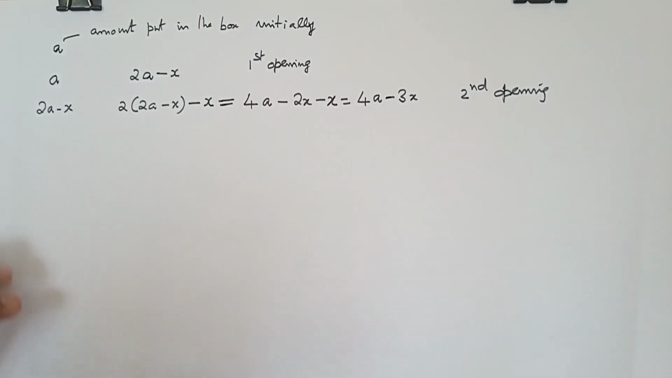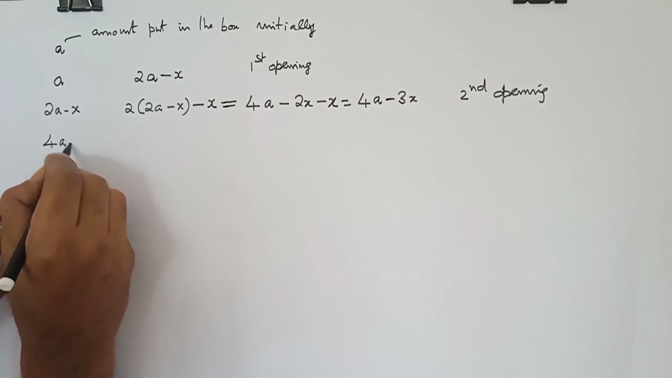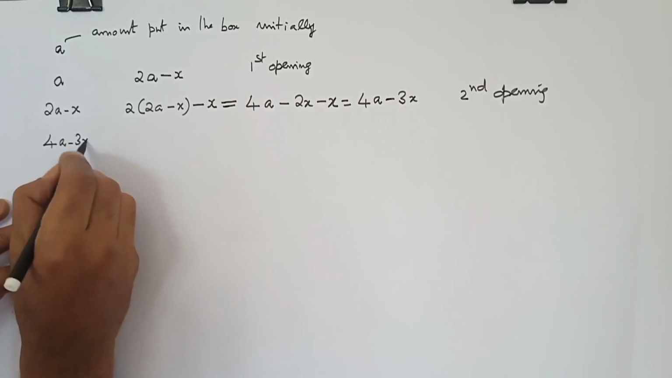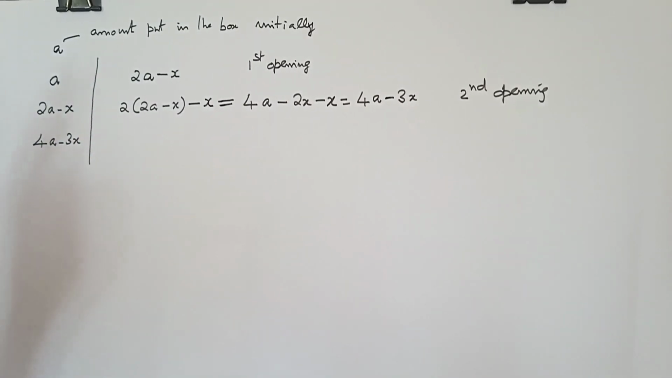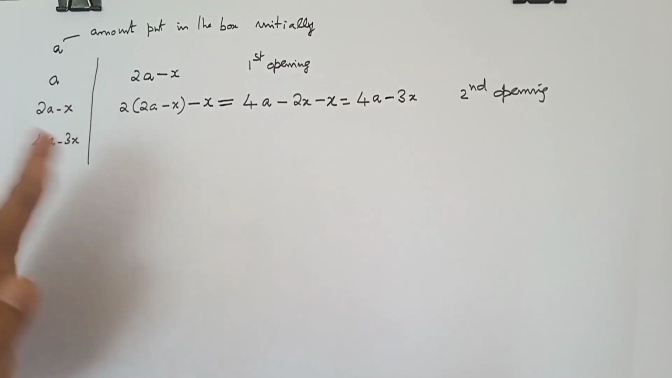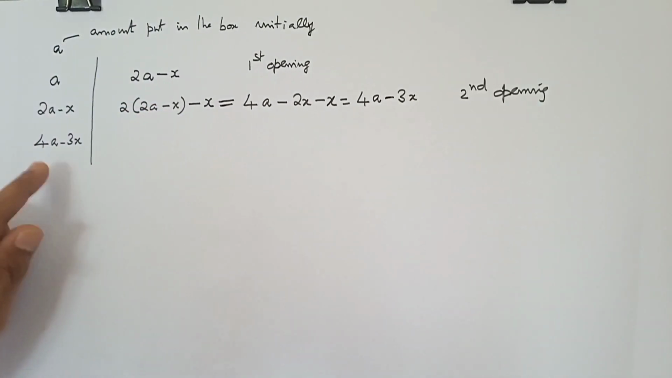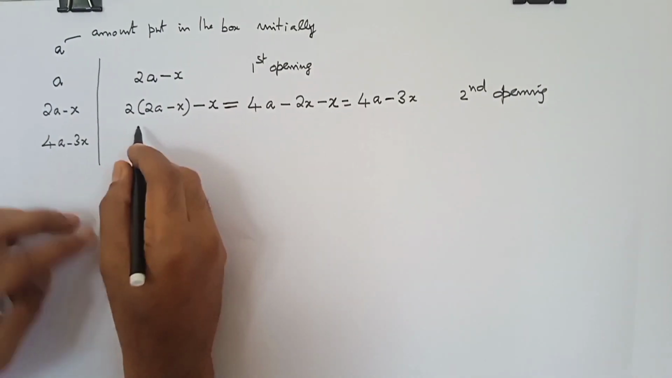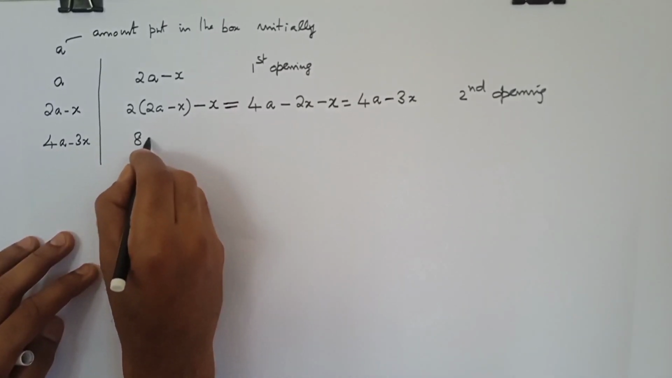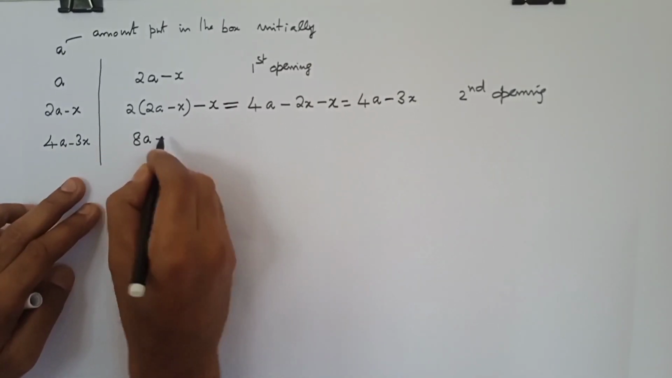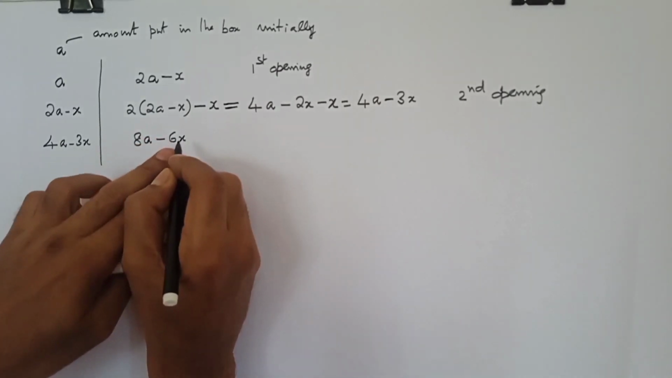Now he is again closing it with how much money? This much. 4A minus 3X. Let me draw a line here. Don't confuse these two. Here I am writing whatever amount that was there in the closed box. Again, opening is done here. It gets doubled. I am skipping one step. You double this. It will be 8A minus 6X. As soon as he opens the box, this is what he sees.